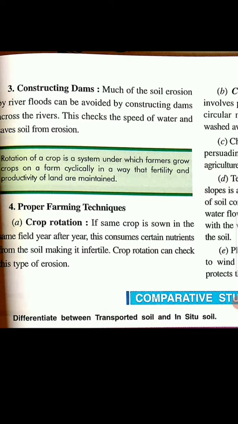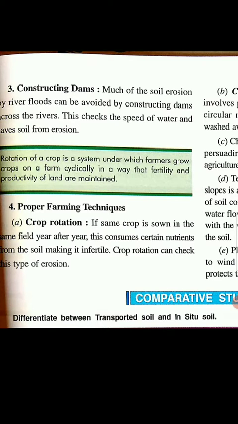Last is crop rotation. Proper farming techniques में हमने देखा crop rotation. If the same crop is sown in the same field every year, it consumes certain nutrients from the soil, making it infertile. So crop rotation can check this type of erosion. अगर हम same type की crop को every year plant करते हैं तो it takes a particular type of nutrient from the soil that makes it infertile. So crop rotation means planting different kinds of crops over a year. It is an effective method to check this type of erosion.